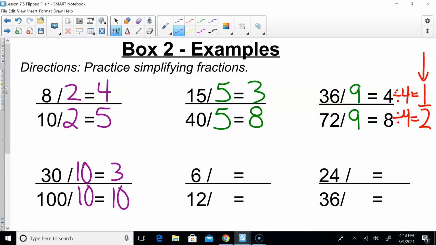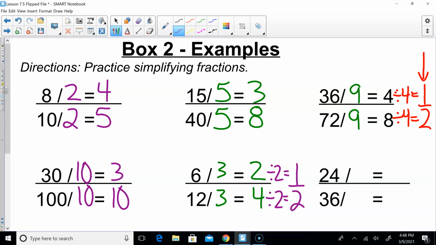6 and 12. What if I think of the number, I say, hey, what about 3? I put a 3 here and a 3 there. 6 divided by 3 is 2. 12 divided by 3 is 4. Can I simplify that anymore? Yes, I can, because if I divide this by 2 and this by 2, I would get an answer of 1/2, which would be in its simplest form.